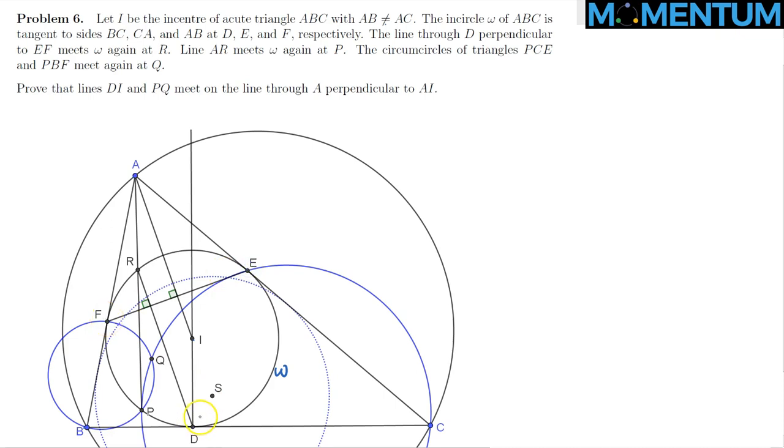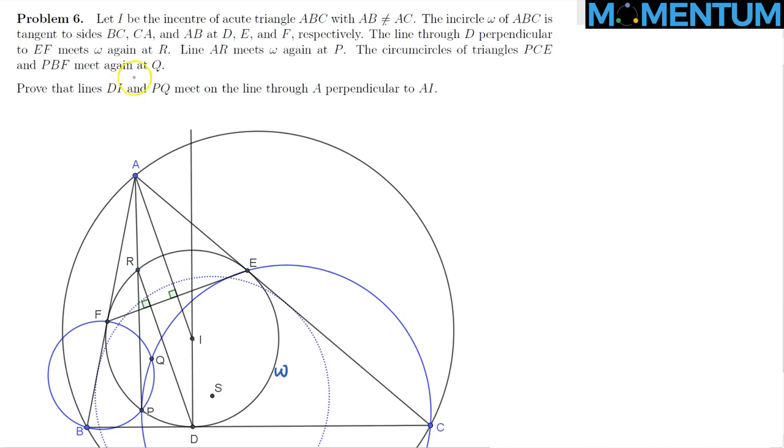From the point D, we draw a perpendicular to segment FE, and we let it intersect the incircle at R. And next, we draw AR, and we let it intersect the circumcircle omega at P. And also, we draw two new circles. You can see these two blue circles, the circumcircle of PBF and the circumcircle of PCE, and we let those two circles intersect for a second time at the point Q.